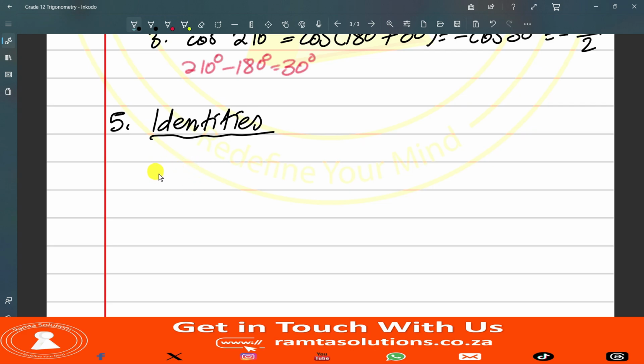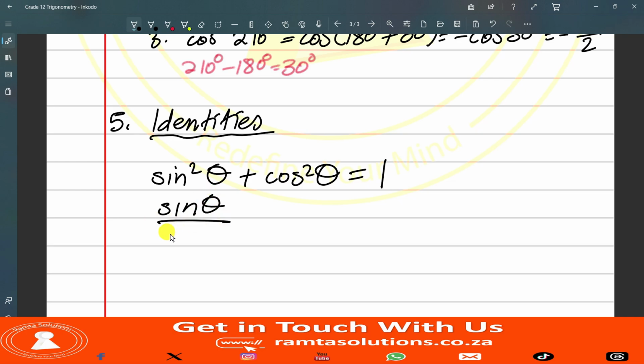So the first identity you learned about in grade 10 was sine square theta plus cos square theta equals 1. Then you also learned that sine theta over cos theta equals tan theta.